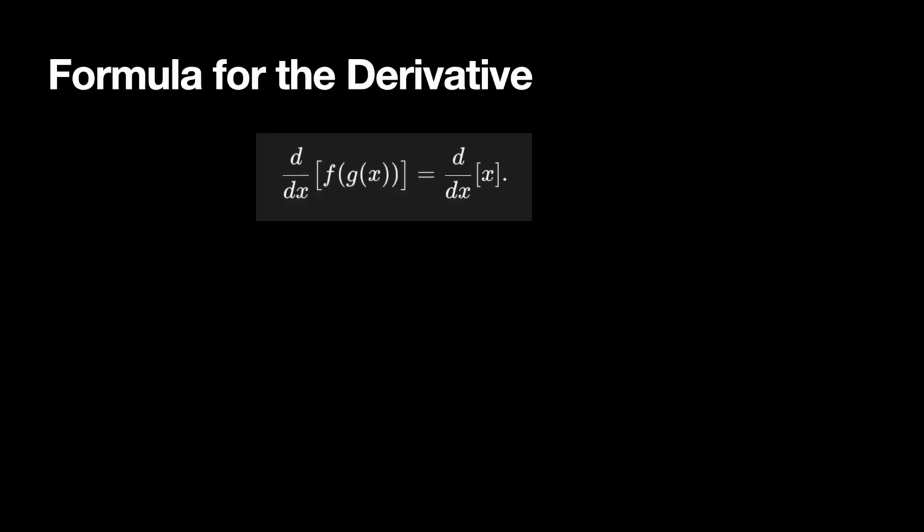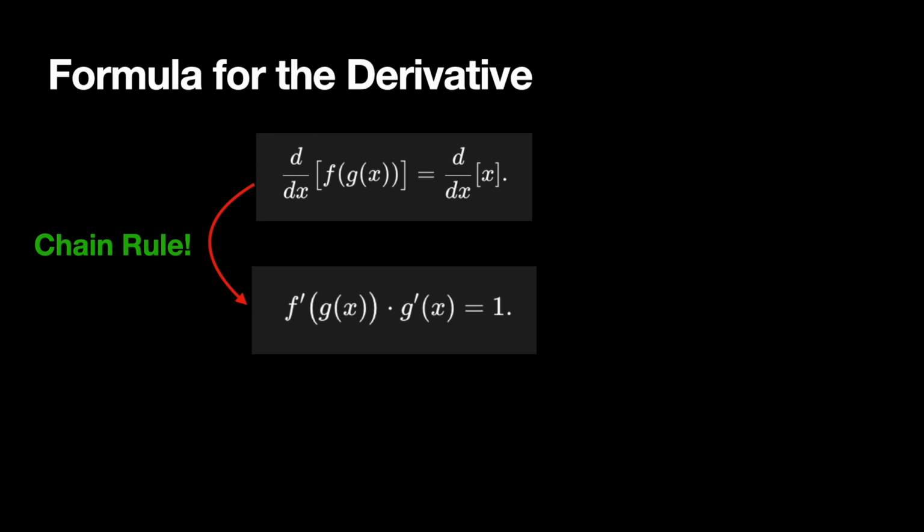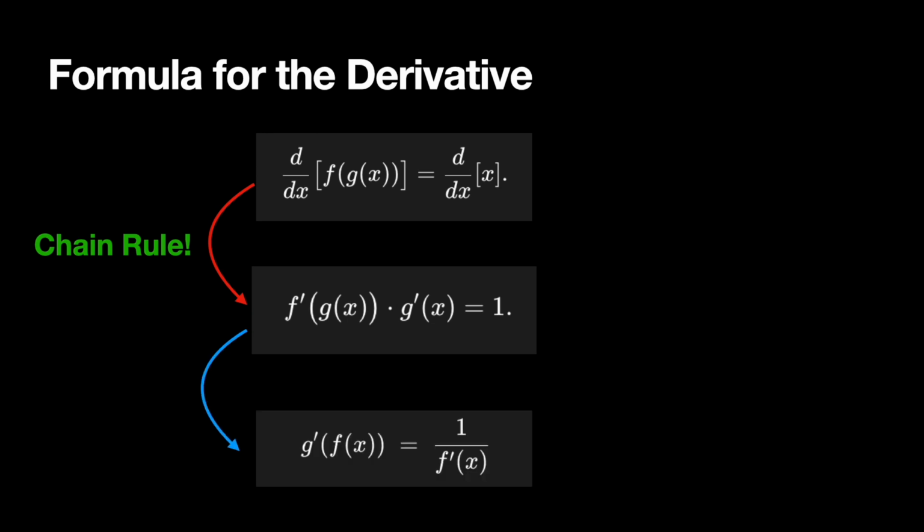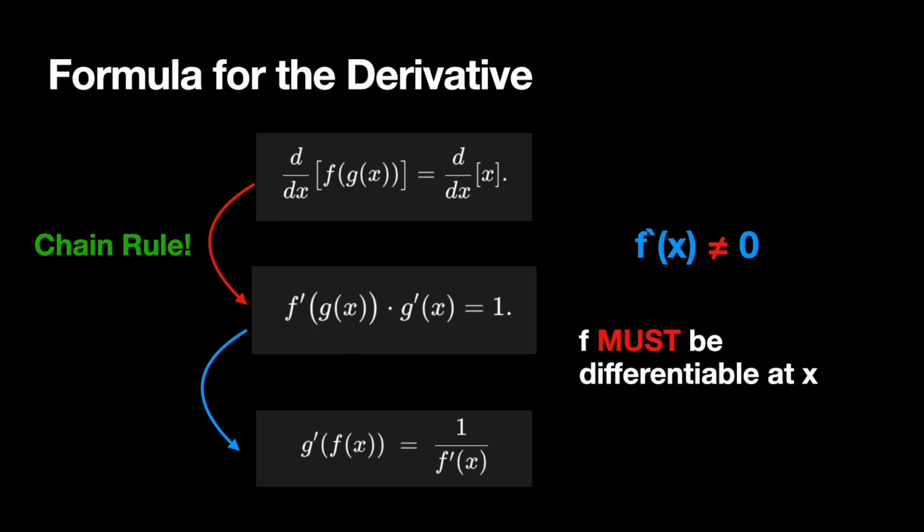The formula for the derivative can go as follows. You start with f of g of x is equal to x, where f and g are inverses. Then you differentiate both sides and use chain rule. After that, isolating for g prime of x, which is equal to 1 over f prime of g of x, gives you this formula. f prime of x cannot equal 0, and f must be differentiable at x.